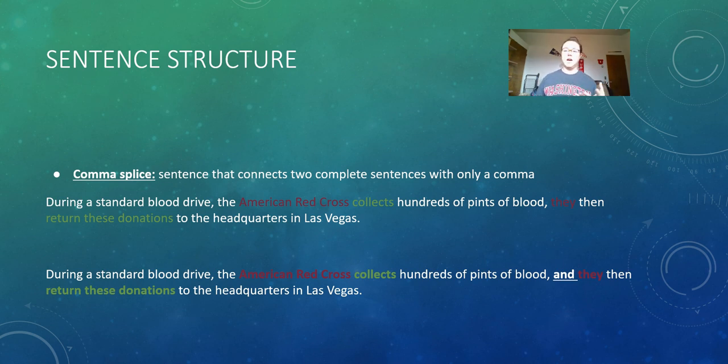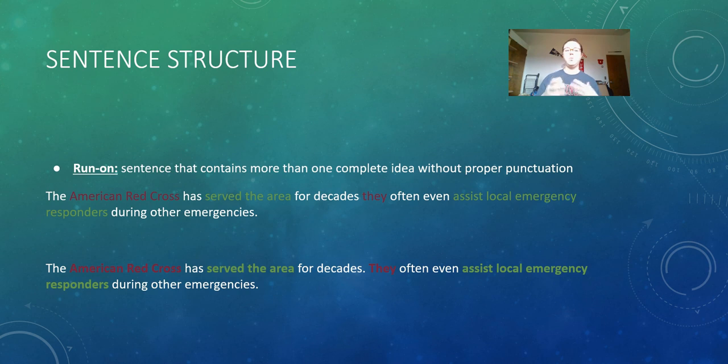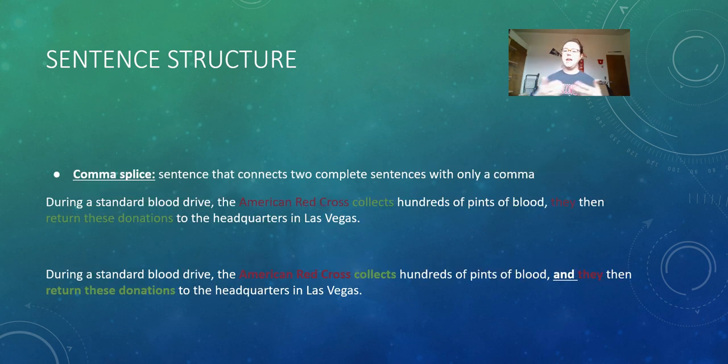We also could have done how we fixed the run-on sentence here, where we just made them two separate but simple sentences. Again, you could also use a semicolon and a transition. So like, semicolon, consequently, they then return these donations, or semicolon, however, they then return these donations. So really, it all rests on what you as the writer think is going to help your audience best understand that sentence in the way you want them to.